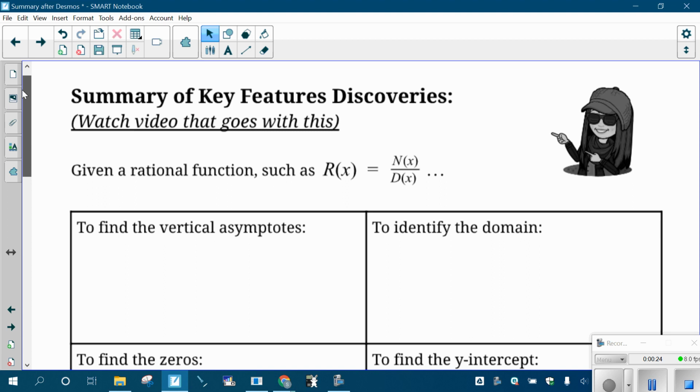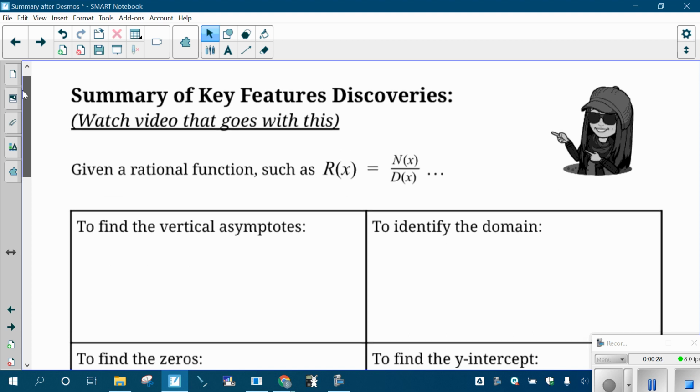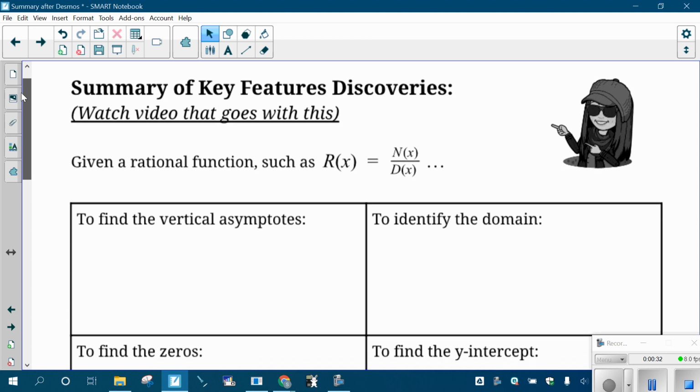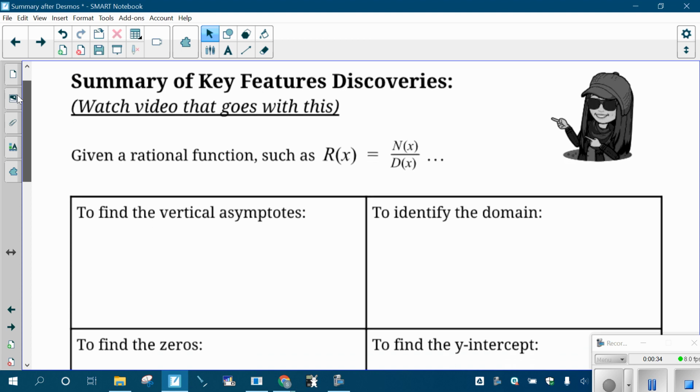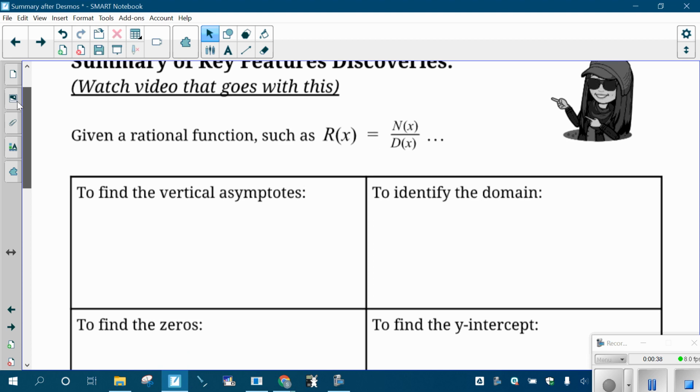This is going to be a little bit overwhelming because there's a ton of different characteristics, but this one thing we're talking about now is really the focus of the entire unit: identifying characteristics of rational graphs based on the equations. Some of these are easy, some of them are hard. I think it's easiest to start out with the vertical asymptotes.